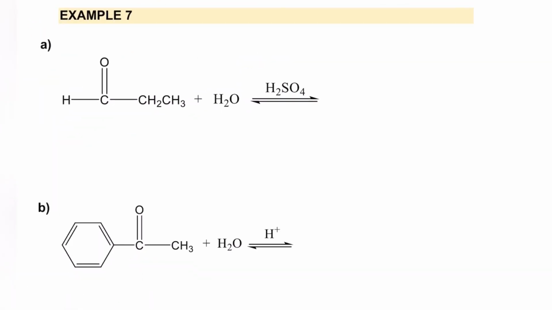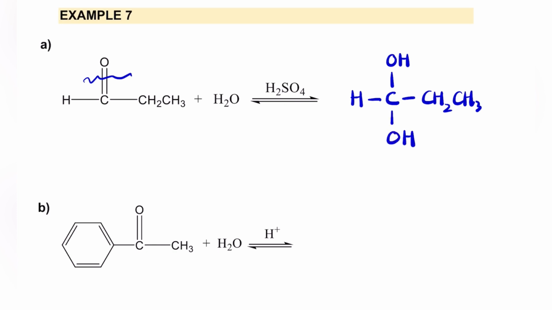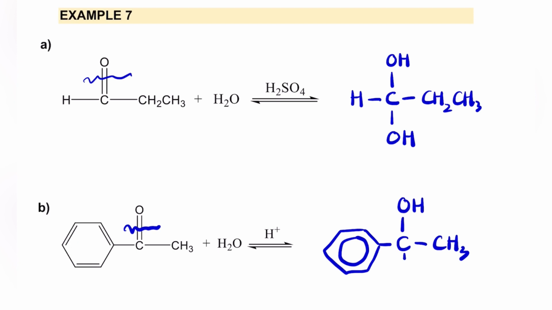Let's try these examples. Here I'm going to form a gem diol, so this bond will be broken. I'm going to copy back my structure: C, single bond OH, and at the right side CH2CH3. At the left side you have hydrogen, and you add your nucleophile. So you get a gem diol. Next one, we have a ketone. Same case here: you split this bond and then you add OH. So I'm going to copy back. This one will be a single bond OH, at the right side CH3, and then the benzene ring, or aromatic ring. Don't forget the circle in the middle. And the last one, you have another OH group. This OH group comes from your nucleophile, which is water.